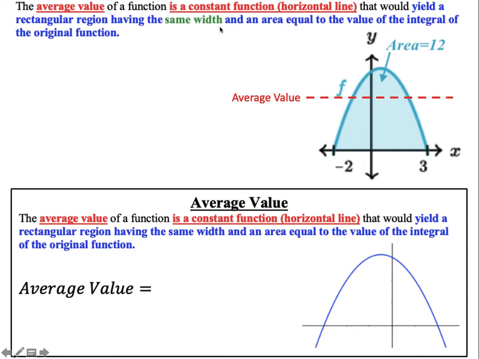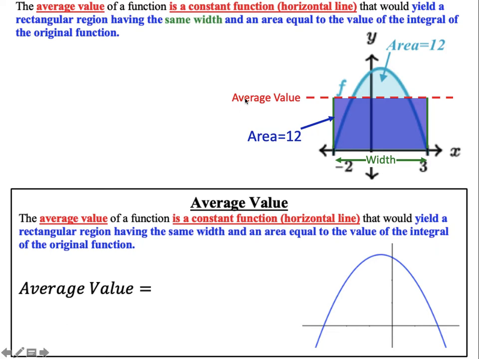So we want to find a rectangular region, so it says over here, rectangular region with equal area. So we need to make a rectangular region between -2 and 3. We need to make a rectangular region with area 12. So it's got to have the same width. That's why I said it needs to be between -2 and 3. So here's the same width. So it's got to be this wide between the green lines. And we have to have this area equal to 12 here. So that is what the average value is.